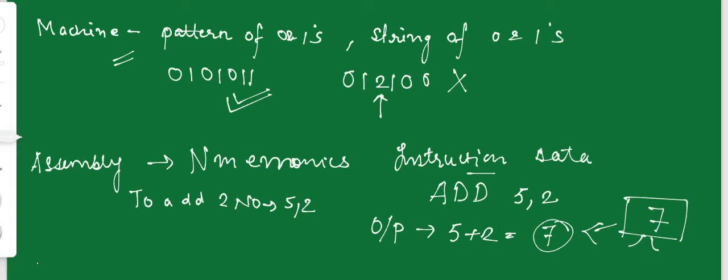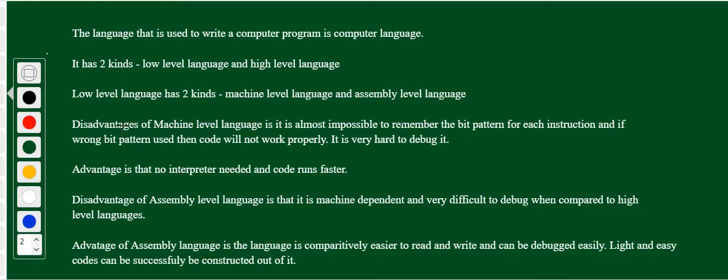Now we will learn about the advantages and disadvantages of both of them. As you can see, one disadvantage of machine level language is we cannot remember such a bit pattern for each instruction. You will get confused in zeros and ones, and it's going to be a lengthy pattern, so you will not be able to remember it. Even if one bit is wrong, this one number is called one bit, the code is not going to work, the whole program is not going to work, and it's very hard to debug.